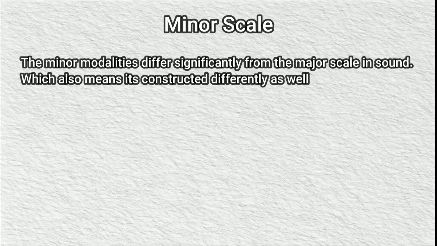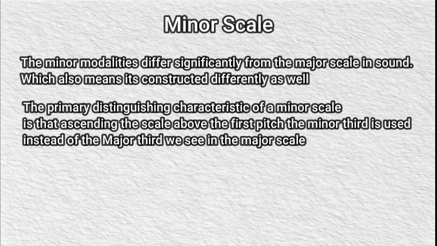Hi, this lecture will cover the second scale that was developed alongside the major scale, and that's the minor scale and its modalities. The minor modalities differ significantly from the major scale in sound, which also means it's constructed differently as well. The primary distinguishing characteristic of a minor scale is that ascending the scale above the first pitch, the minor third is used instead of the major third we see in the major scale.